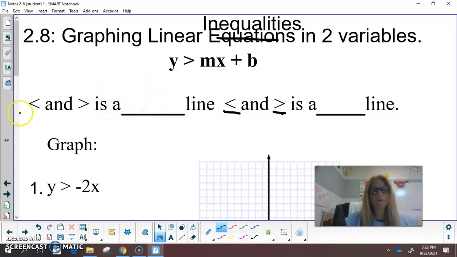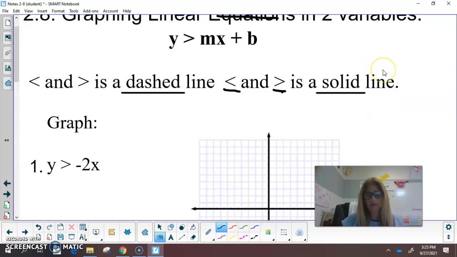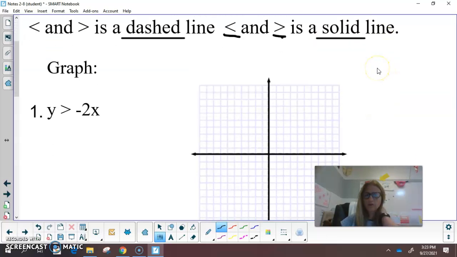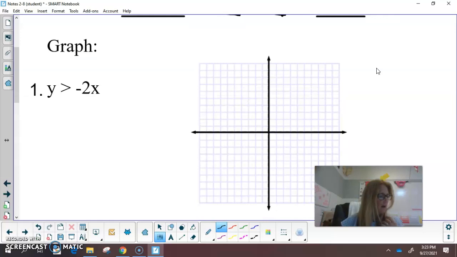When you have less than or greater than, it's just a dashed line. It's like the open circle, but the dashed line, because remember, we said all the ordered pairs on that line are not going to be solutions. And if you have or equal to underneath there, it is a solid line. Good. So we're going to graph this very first one.